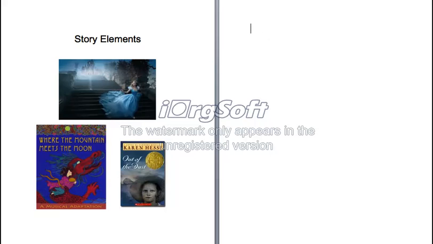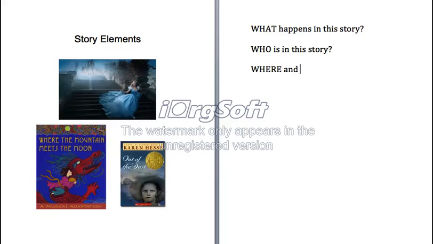One way that we can figure out what the story elements are is by remembering to ask ourselves these three questions. First of all, what happens in this story? Next, who is in this story? Third, where and when does this story take place? Okay, so if you noticed, you can also use the 5+1 W's to figure out what story elements are.